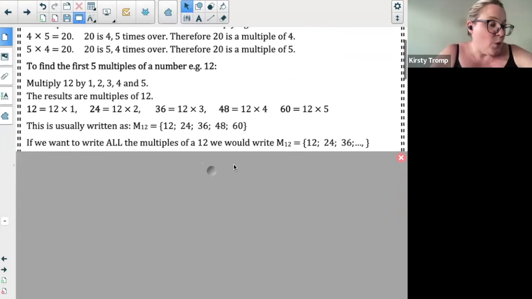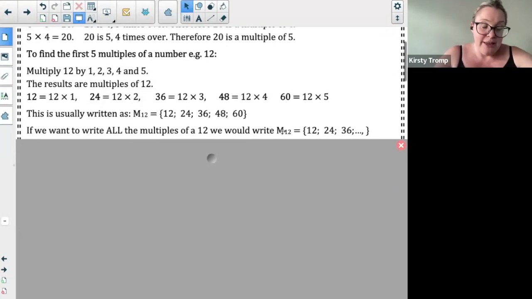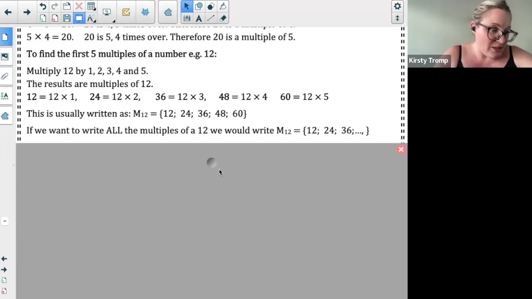If we wanted to write all the multiples of 12, we would write n12 equals 12, 24, 36, and then dots. Do you see those dots? Why have we got dots there? Because there are innumerable. It's just never-ending, infinity multiples of 12.